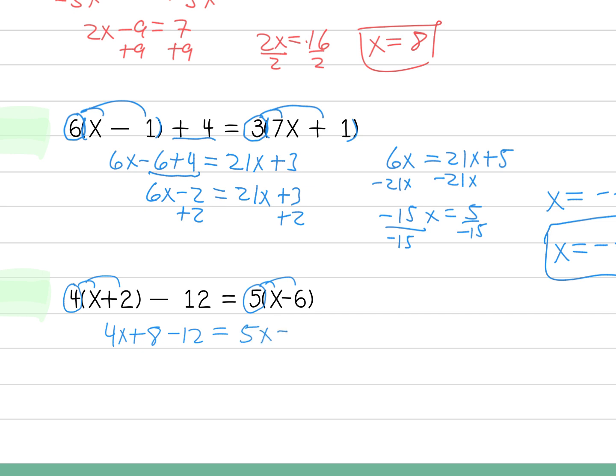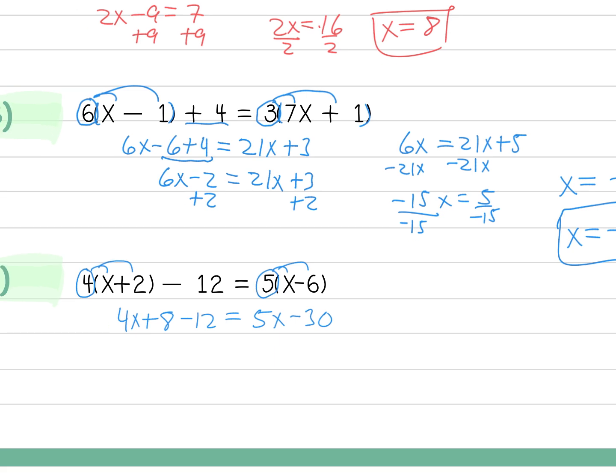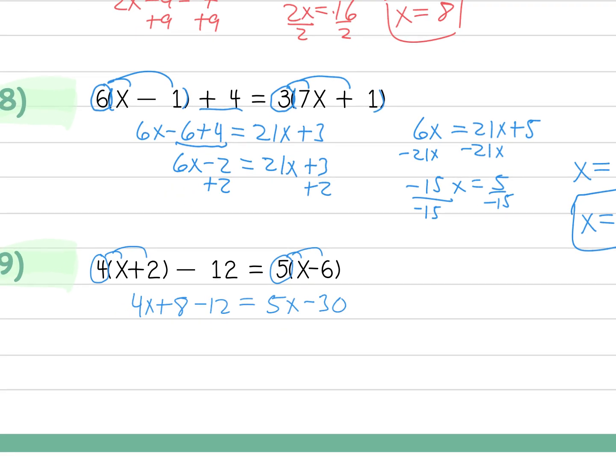That's going to get me a 5x minus 30, right? And then we can combine like terms. 8 minus 12 is going to get me a negative 4, so I get 4x minus 4 equals 5x minus 30. And now we can go ahead and get the x's to one side, the variables on the other. So I can add 4 on both sides, and we can subtract 5x. And then doing that, our 4's are going to cancel, and our 5x's are going to cancel.